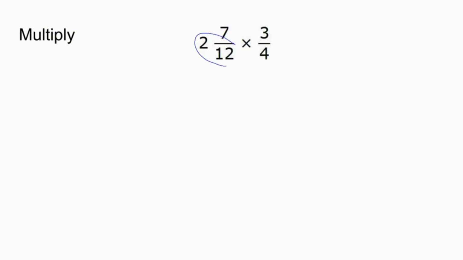So 2 times 12. 2 times 12 is 24. Add that to the numerator. 24 plus 7 is 31. That becomes your new numerator. Now keep the 12 as the denominator the exact same. Now, did I touch that fraction over there? Nope, so just bring it down.